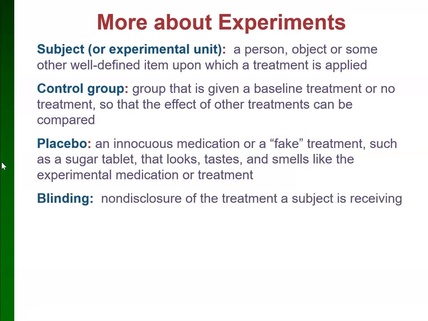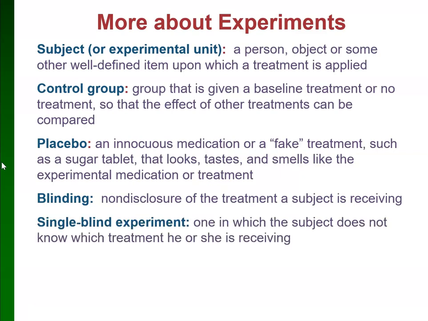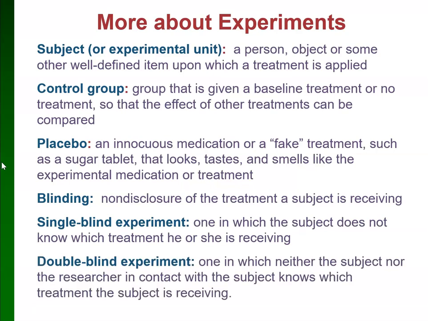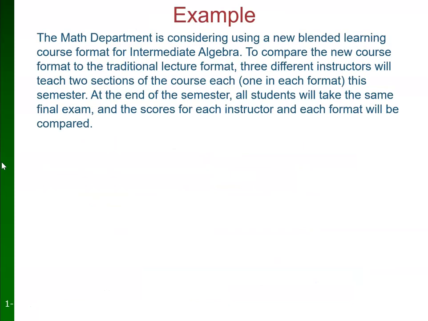Blinding is non-disclosure of the treatment a subject is receiving. If there is more than one level of treatment, or if there's a placebo involved, this is saying that it's not disclosed which level of treatment or whether the placebo is actually being given. In a single-blind experiment, the subject doesn't know which treatment he or she is receiving. In a double-blind experiment, the subject doesn't know which treatment they are receiving, and neither does the researcher who's applying the treatment. Here's another example.